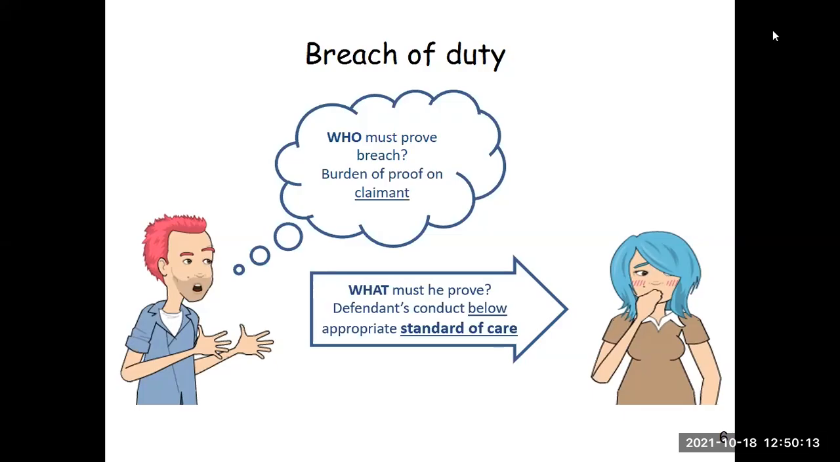So coming back to the breach of duty, the next step the claimant has to do is prove that in this specific instance, on a balance of probabilities, the defendant fell below the appropriate standard of care. So the next question then is, what is the appropriate standard of care? How do we figure that one out?